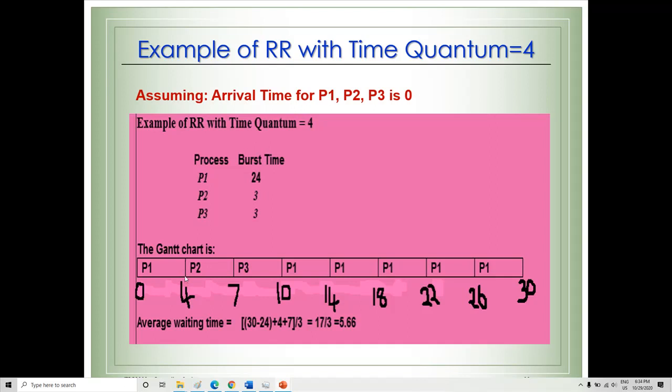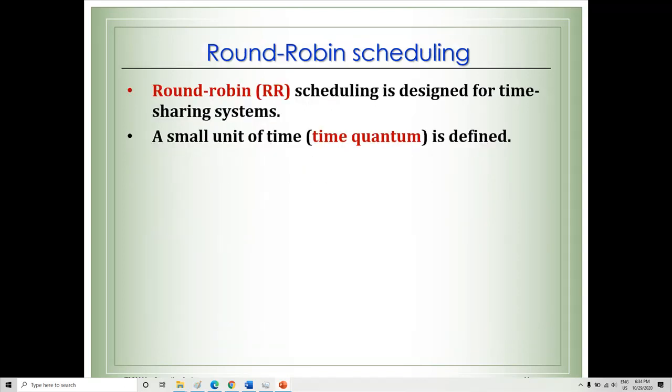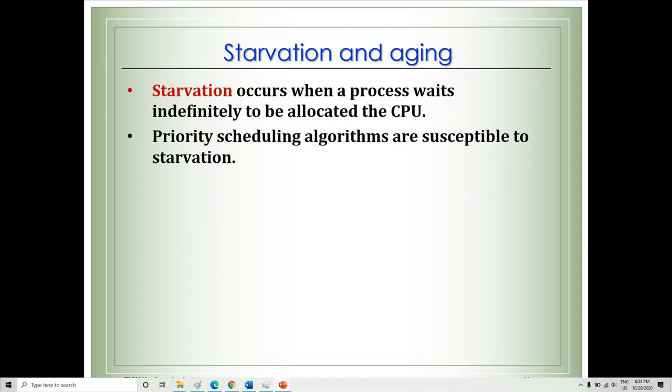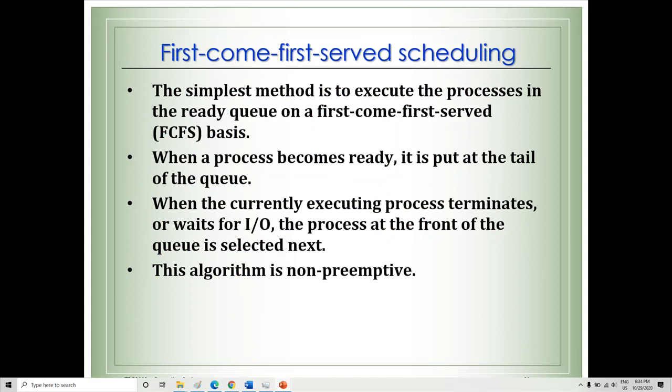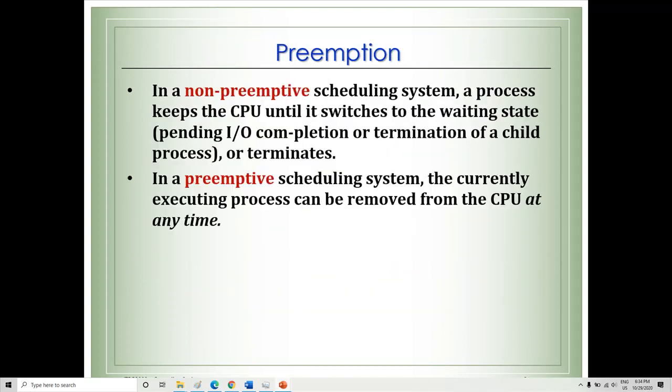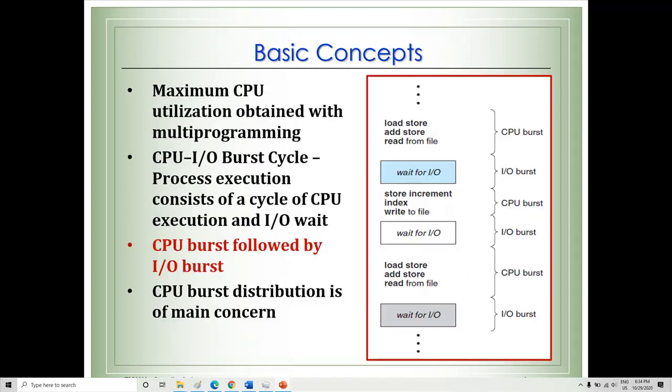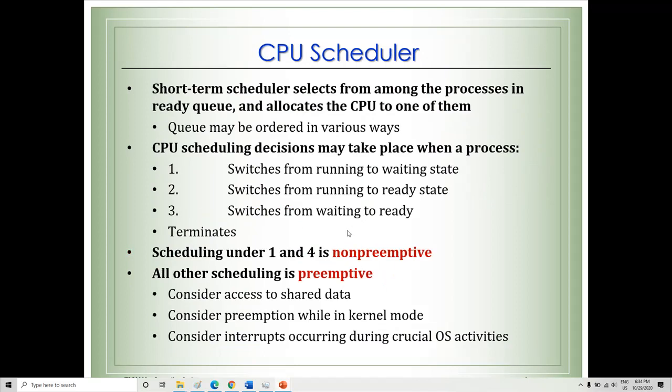This is called preemptiveness: removing the process from the CPU and allocating the CPU to another process. This is called the preemptive property. So the scheduling algorithms can be classified into preemptive and non-preemptive. That is what is explained here.